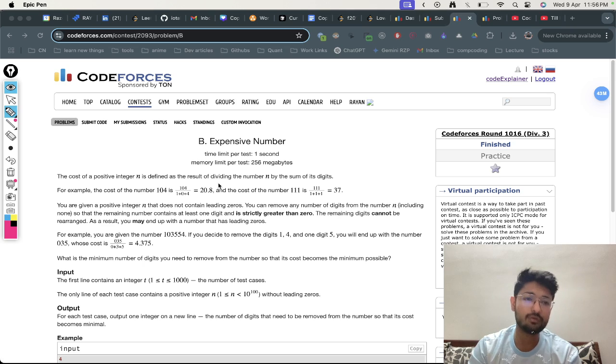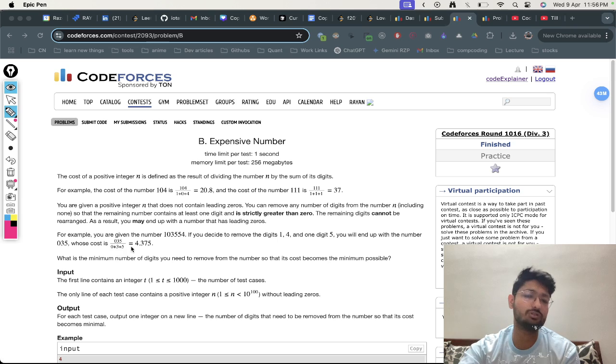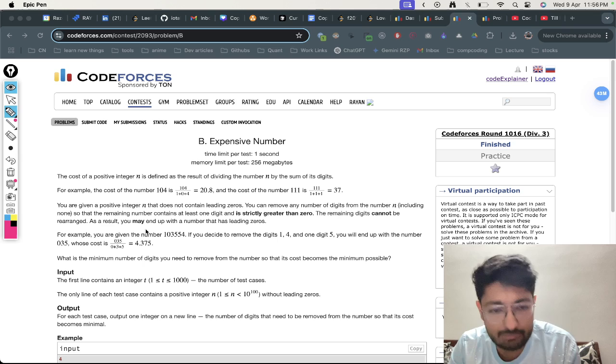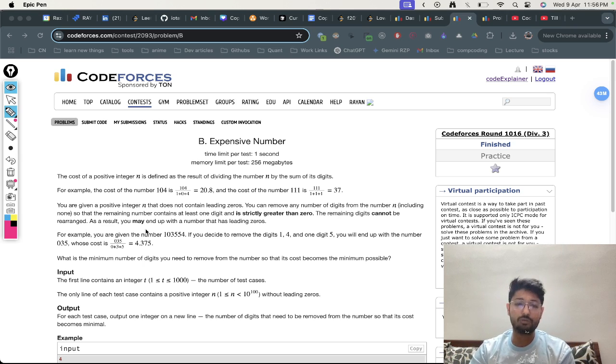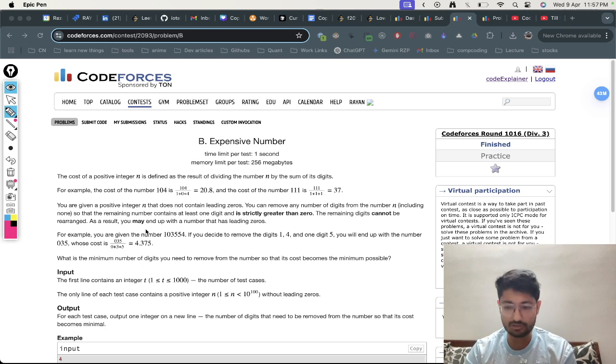So in the end, if you keep on deleting some digits from n, it can have leading zeros. That is also allowed. So as you can see here in this example, if you decide to remove 1, 4 and 5 in this particular number, the number will become 035, and the cost of this number is 35 divided by 8. So you just have to find out the minimum number of digits you need to remove from the number itself, so that the cost becomes the minimum possible. You have to minimize the cost by deleting the minimum number of digits.